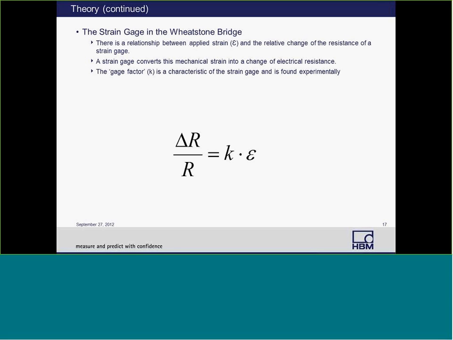Now, the strain gauge inside the Wheatstone Bridge. There is a relationship between the applied strain and the relative change of the resistance of the strain gauge. The strain gauge converts mechanical strain into a change of electrical resistance. The gauge factor is a characteristic of the strain gauge and is found experimentally.